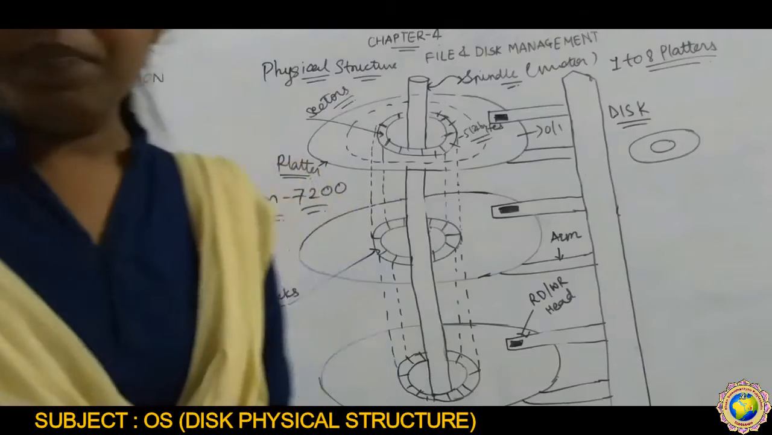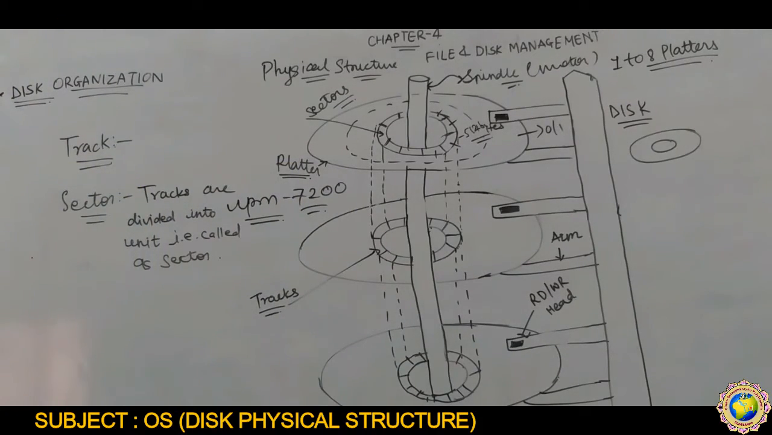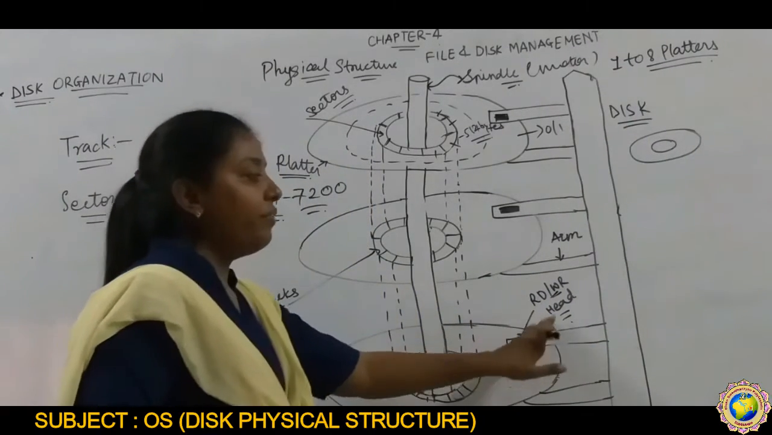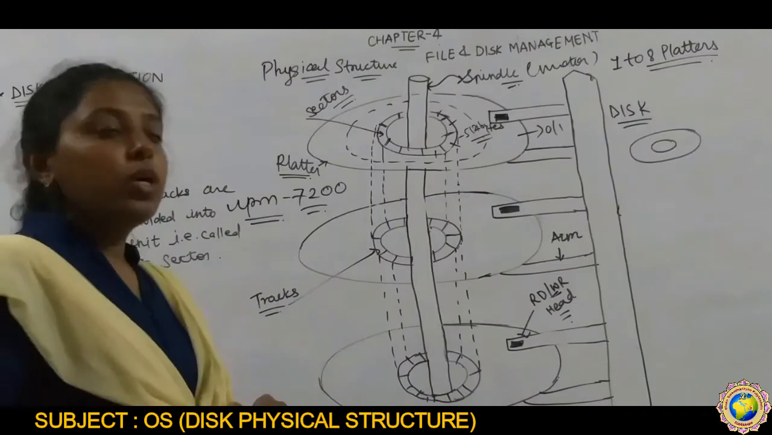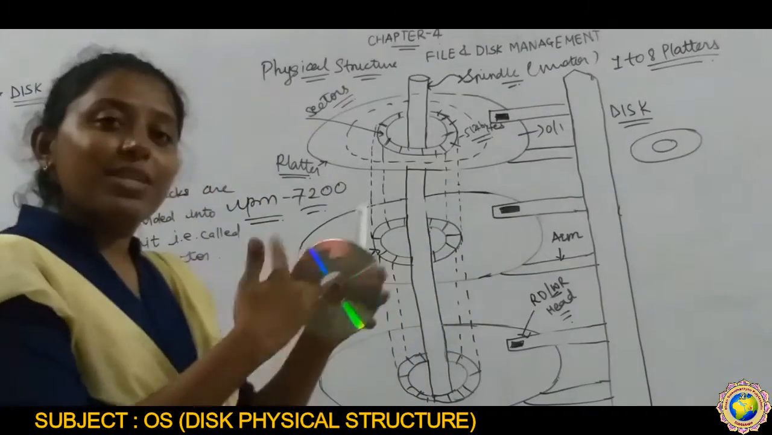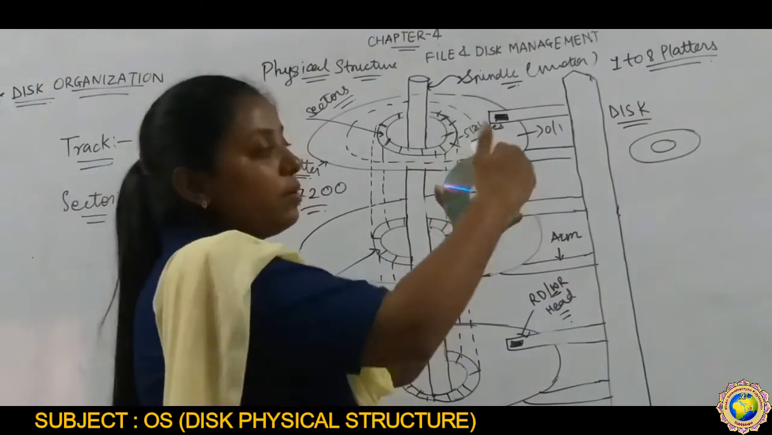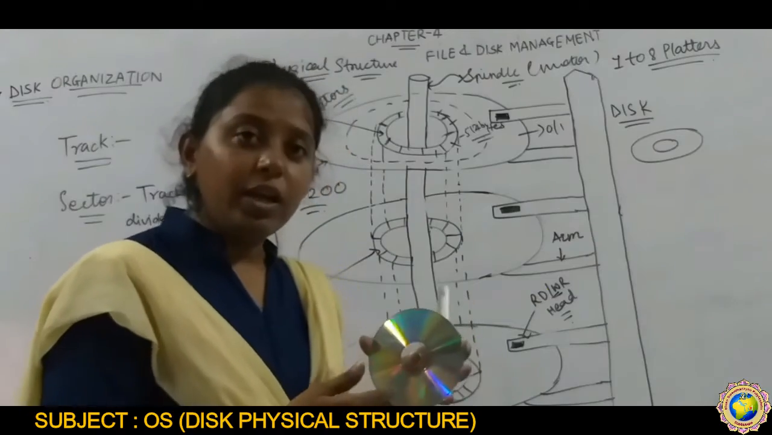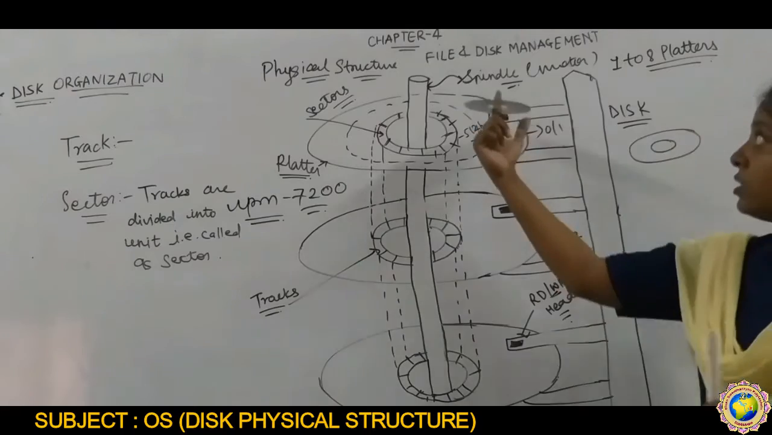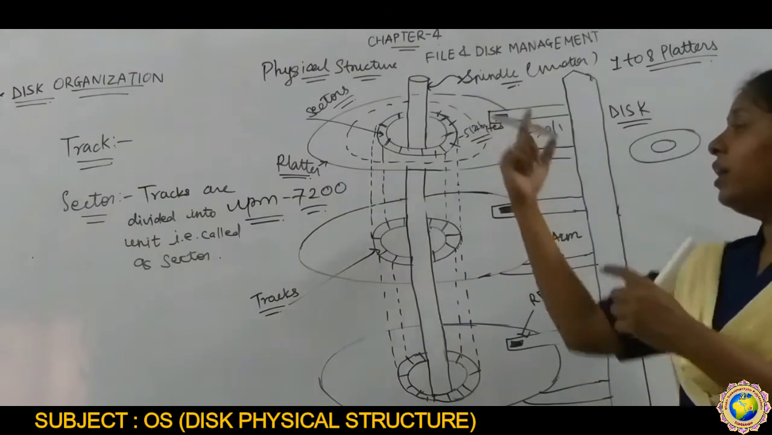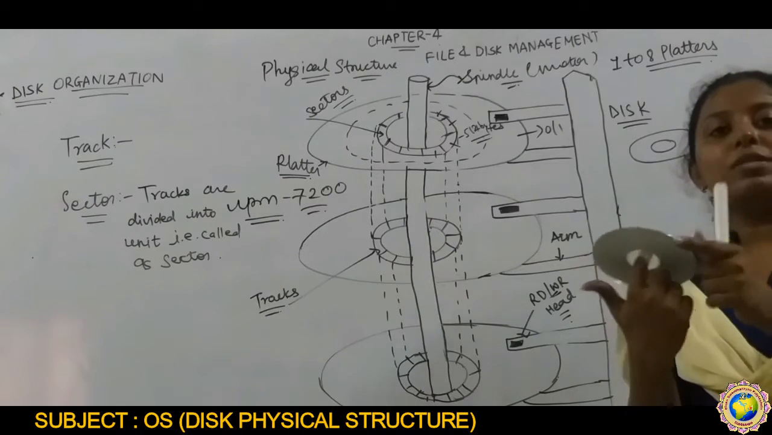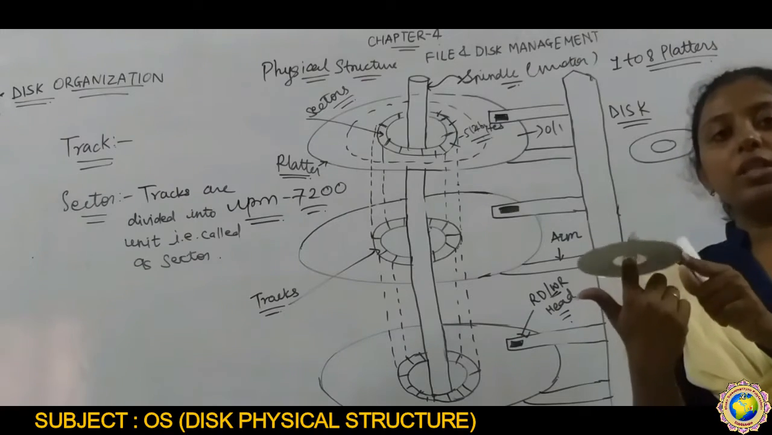Okay, and this is the read and write head. So let's see, these are the tracks, and the number of tracks are divided into some units that are called sectors. And here, this is called a spindle. It will be moved like this whenever the power supply is there.